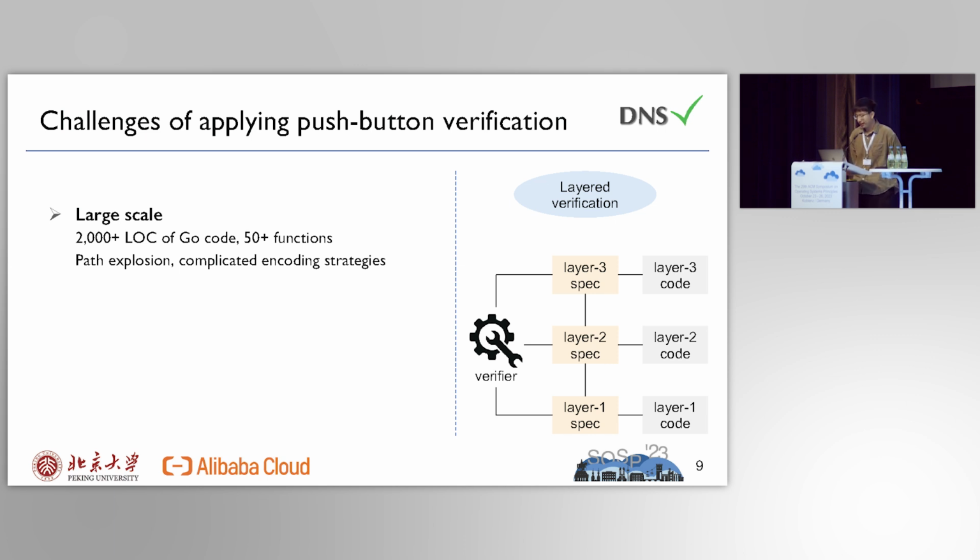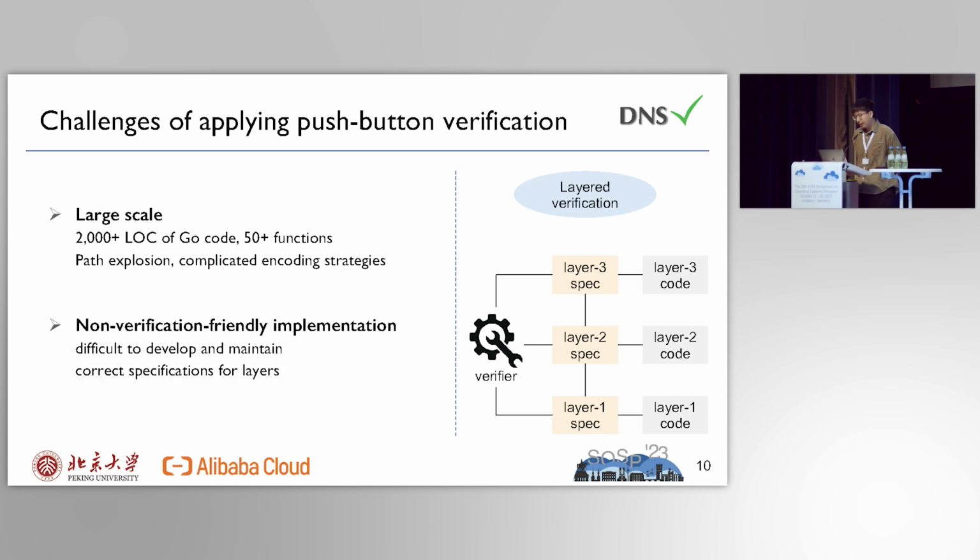In the layered verification methodology, each layer is individually verified by its specifications, and the specifications serve as the dependency of other layers. Well, however, developing and maintaining specifications for each layer is very difficult for in-production software because the implementation is built by developers without verification background. They usually prioritize rapid evolving rather than formal methods.